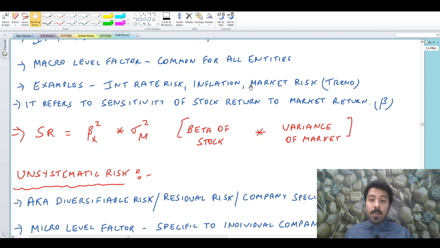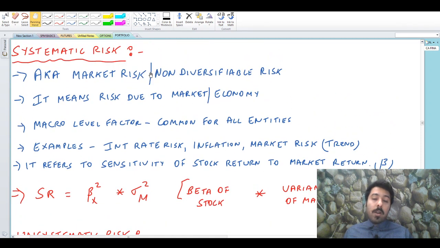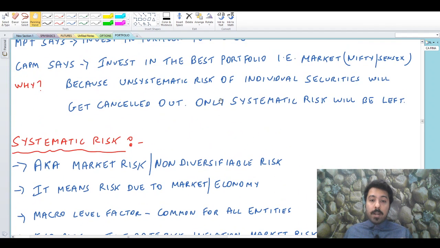Inflation affects everyone. Market risk, that is trend. Like if the entire market is rising, your share will tend to rise. If the entire market is crashing, you cannot survive. Your share will crash too, right? So this is what is called systematic risk. Risk due to the market or economy. It is common to everyone. Everyone has to suffer that. That is why systematic risk will always be there.